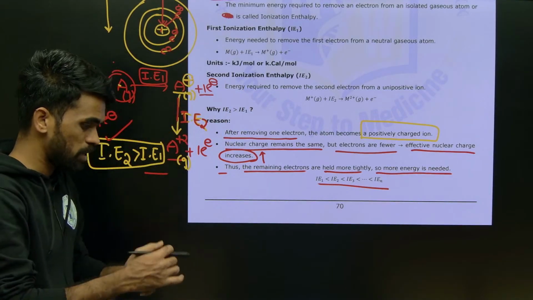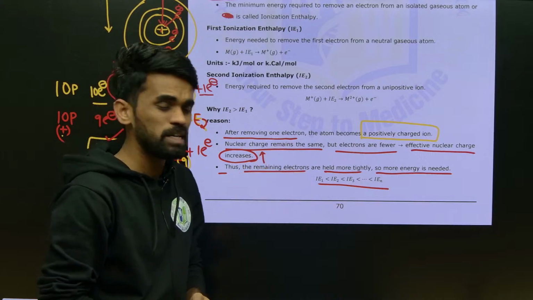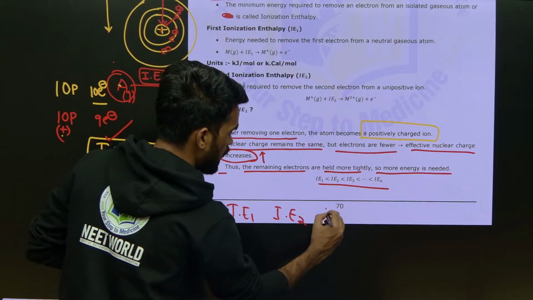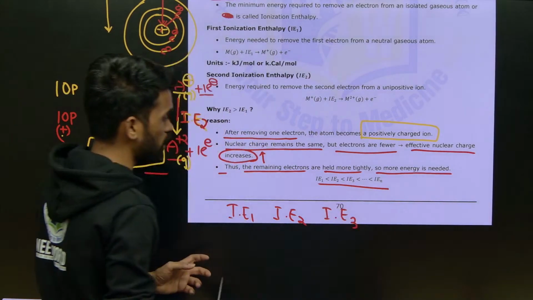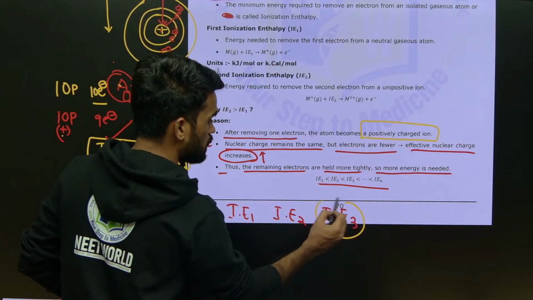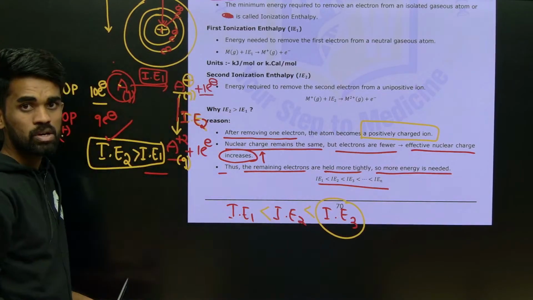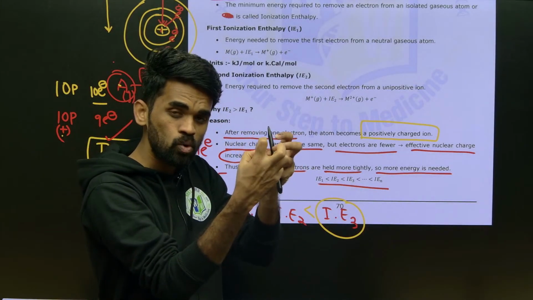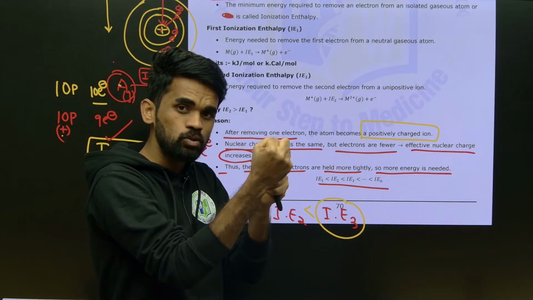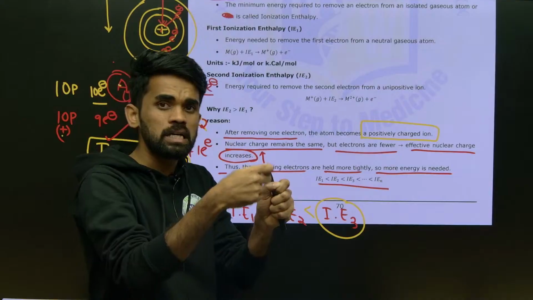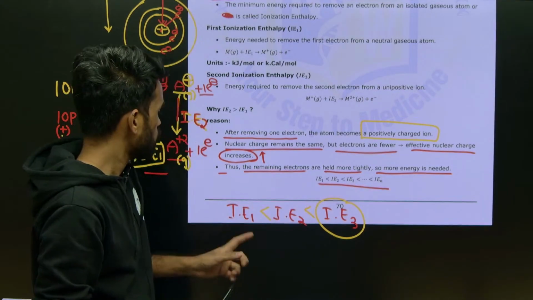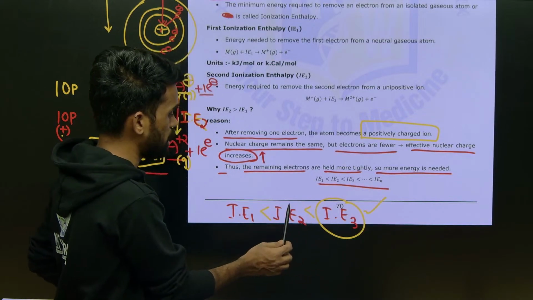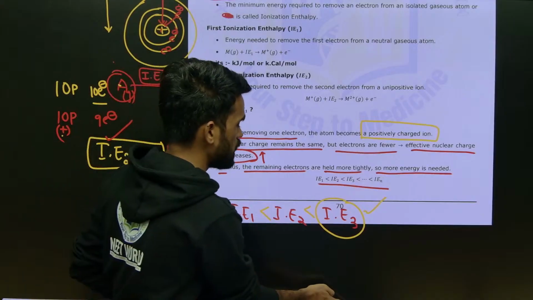Always remember, if we compare successive ionization energies, like IE1, IE2, IE3, which is greater? The one at the last, IE3, will be greater than IE2, and so on. As the positive charge on that ion increases, electrons are more closely attracted towards the nucleus, so it is very difficult to remove the valence electrons. That's why the successive ionization energy always increases: IE3 is greater than IE2, which is greater than IE1. Let us take one example here.